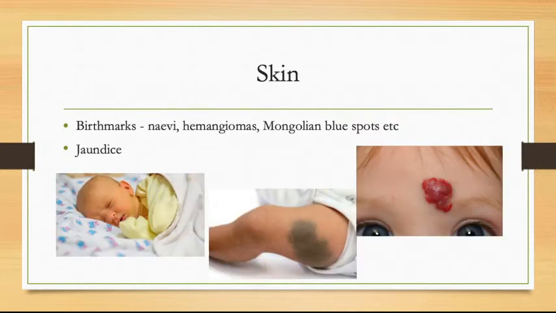So as I mentioned just now, throughout the entire examination, you should be looking at their skin for things like birthmarks, hemangiomas, Mongolian blue spots. The one in the middle is the Mongolian blue spot, and the one on the right is the nevi, strawberry nevi. And again, you need to see if the baby is jaundiced or not. The one on the left is a jaundiced baby. I appreciate it's not very easy to tell that it's jaundiced, but you might be able to notice that the skin has a slight yellow tinge to it.